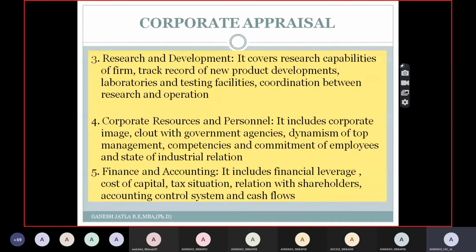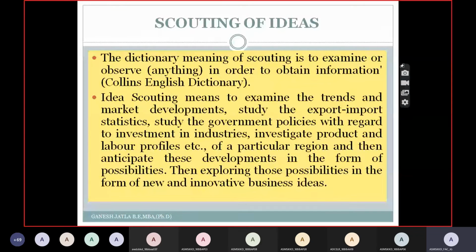Then after corporate appraisal, we go with the scouting of ideas. Generally, how do ideas come? If I am not wrong, the scouting of ideas has to be studied after project idea generation, but according to your textbook, the scouting of ideas is given in the fifth step.